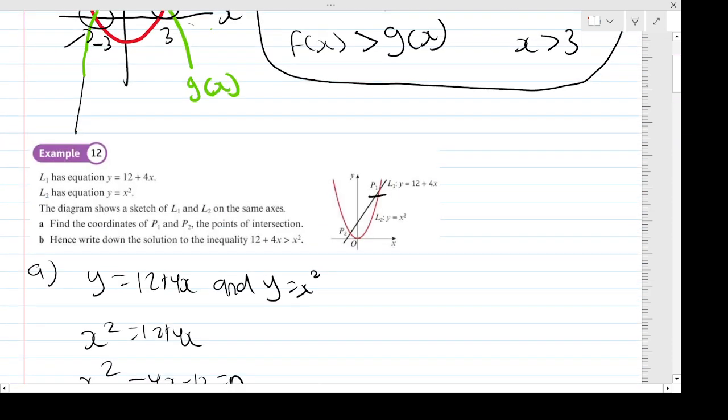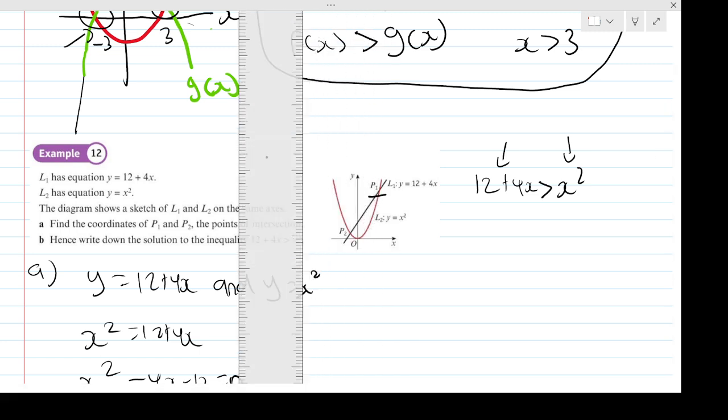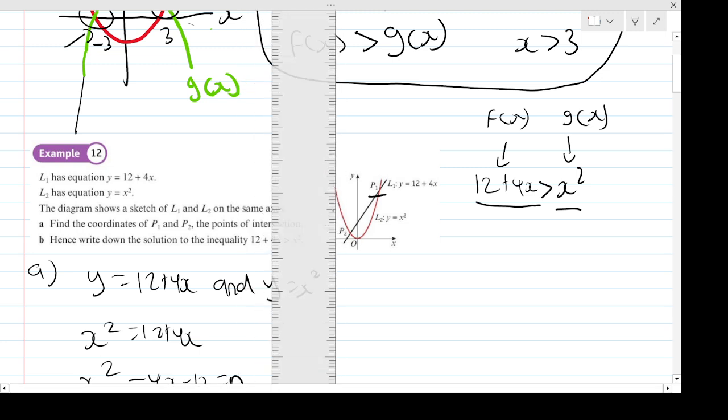Okay, then part B, hence write down the solution to the inequality 12 plus 4x is greater than x squared. So that's going back to what we discussed at the start. Hopefully you recognise we actually sketched these lines, these curves, on the graph already. 12 plus 4x is almost like f of x, and x squared is like g of x. We call them two different expressions of x, but we sketched these two graphs already. They're on the graph for us.